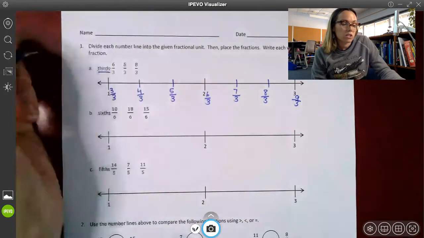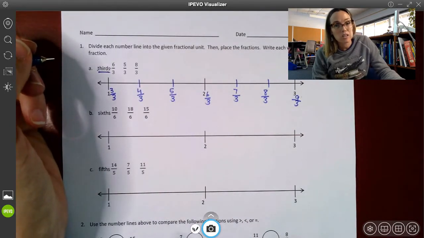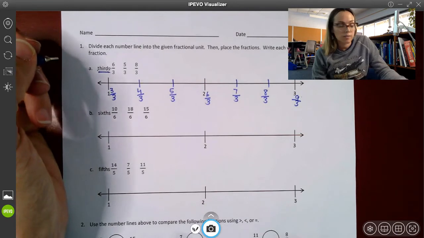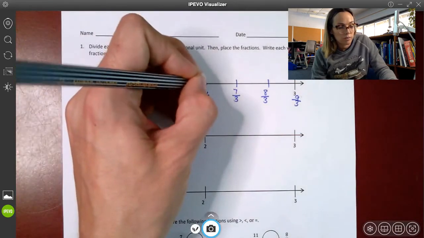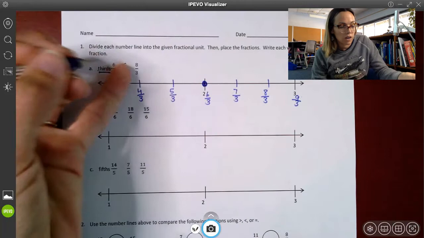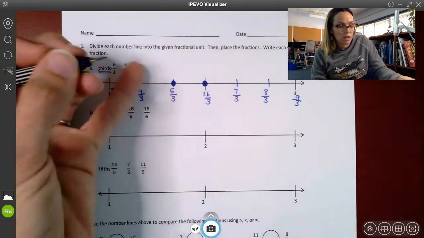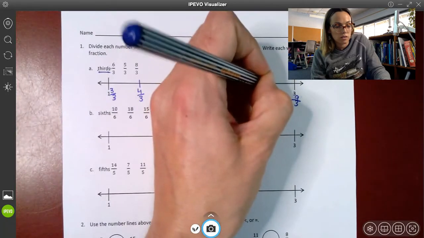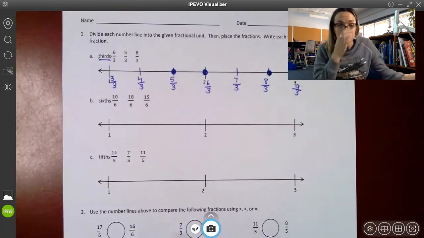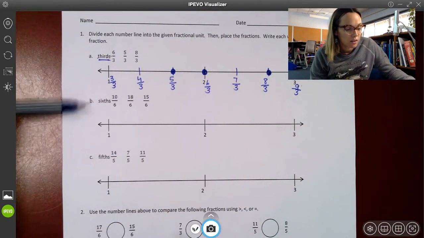Now the second part is place the fractions. There's 3 fractions here, and we want to put dots on our number line to represent those fractions. So I see 6/3. There it is. 5/3, there. And 8/3, there's 8/3. You're going to repeat that for the next 2.